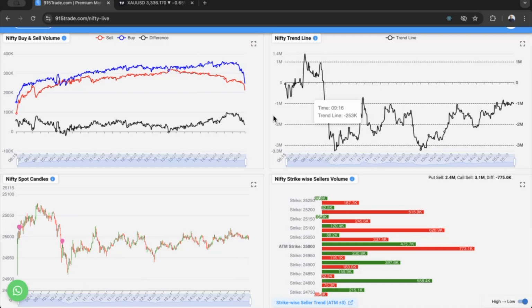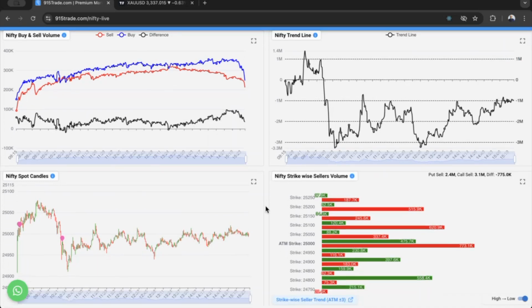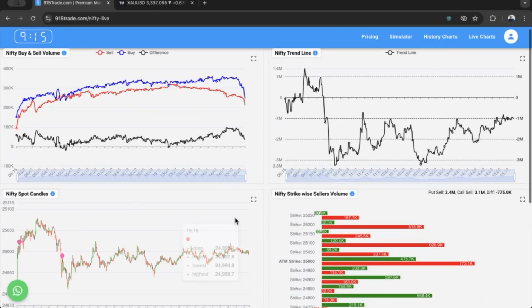And that is all about the trend line. So I have told you 4 charts. You have got futures buy and sell, you have got the trend line, you have got spot candles, and also you have got strike wise buy and sell. Whether you look at Nifty, Bank Nifty, Sensex, anything, it is exactly the same thing. We don't change anything there. They all follow the same structure. I hope you got that clarity.